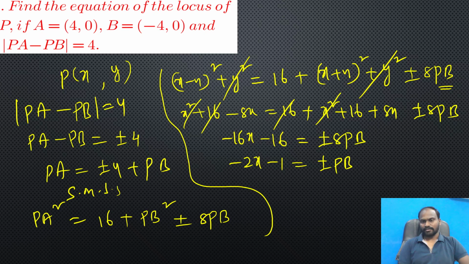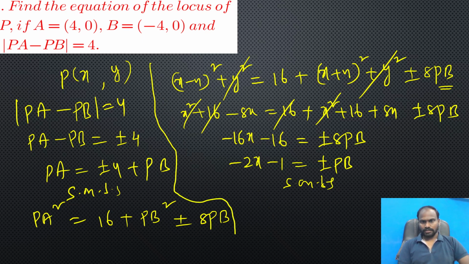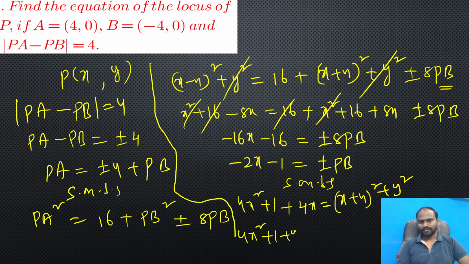Again we can apply squaring on both the sides. Squaring on both the sides will give you 4x square plus 1 plus 4x. PB square is x plus 4 whole square plus y square. So 4x square plus 1 plus 4x is equal to, expanding this, x square plus 16 plus 8x plus y square. Okay, so we'll move everything to LHS.